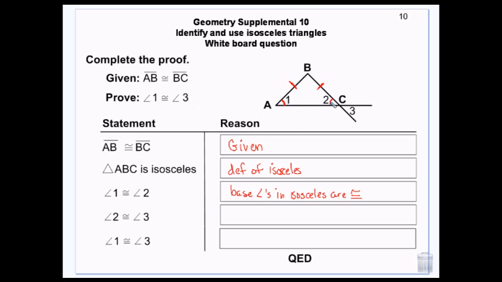So if I know 1 and 2 are the same, 2 and 3 are the same because they're vertical angles. And if 1 is the same as 2 and 2 is the same as 3, that makes 1 the same as 3. You could either write substitution. Substitution is with an I. Or you could say transitive. Either of those words would work. Substitution is probably the easier one to remember.